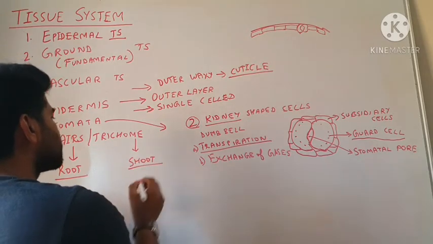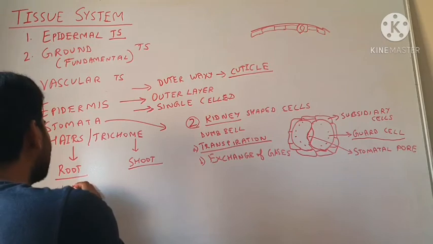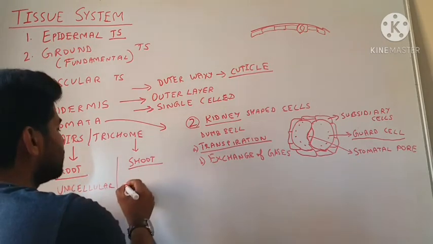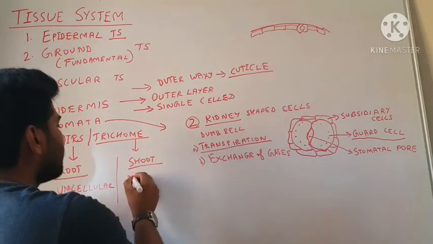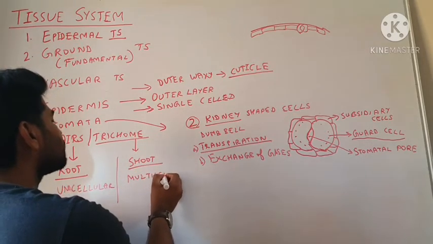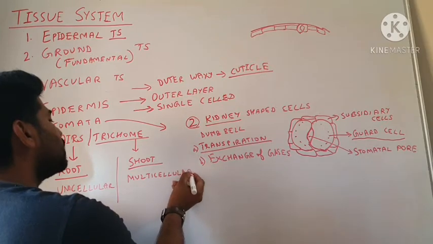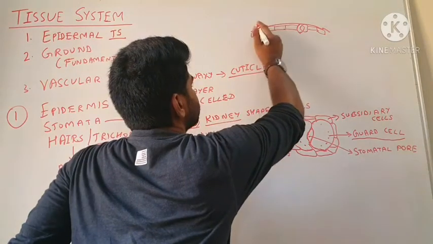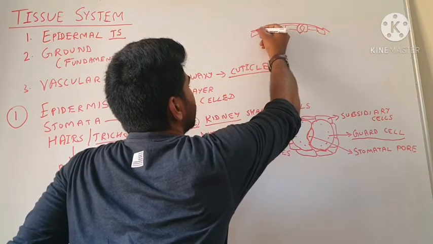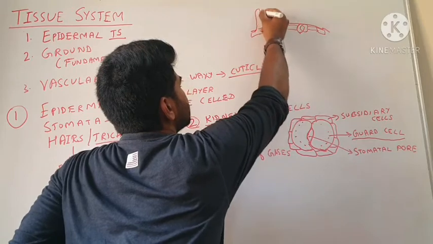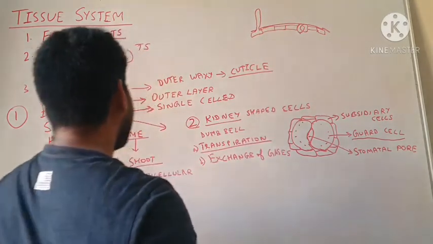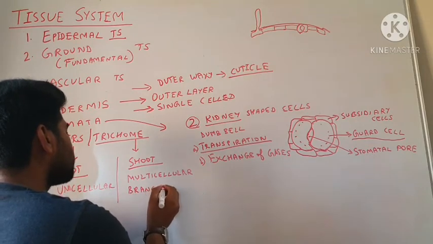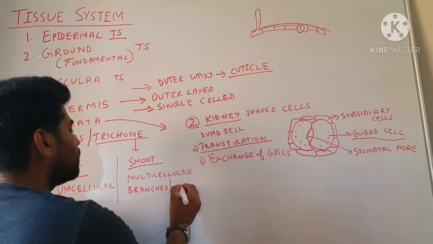Hairs are unicellular, whereas the trichome is multicellular. So what we see is the presence of root hairs. These are unicellular cells, which are single cell thick. The trichome could be either branched or unbranched.